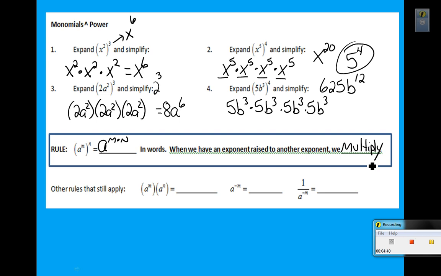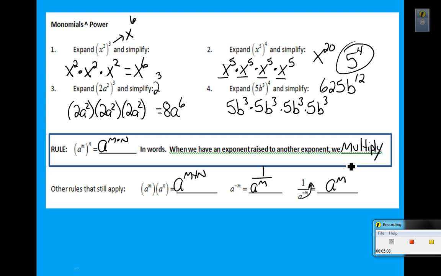And then the rules that we learned the other day, those don't go away. We get to use those today. So if I'm multiplying something with the same base, that rule is we add our exponents. If I have a negative exponent show up, I got to get rid of it. So I got 1 over a to the m. If it's already in the denominator, I'm going to bring it up to get rid of that negative exponent. So those rules still apply.